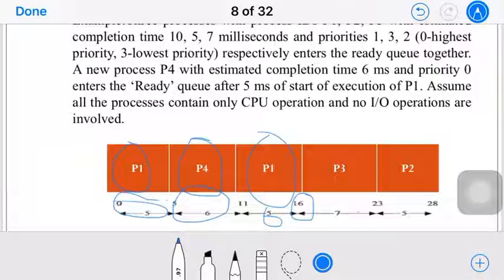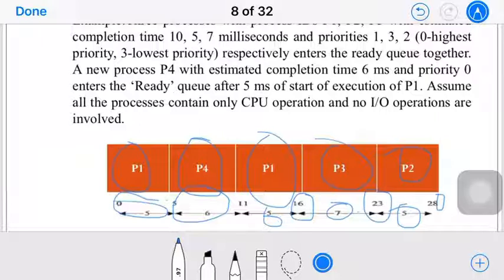Now who is having the next highest priority? P3, which takes 7 milliseconds, so P3 will get a chance to execute for 7 milliseconds. 16 plus 7 gives us 23. So P3 is done. Now who is having the lowest priority? P2, right? How much time does it require? 5 milliseconds. So P2 will execute for 5 milliseconds. 23 plus 5, 28. So done.